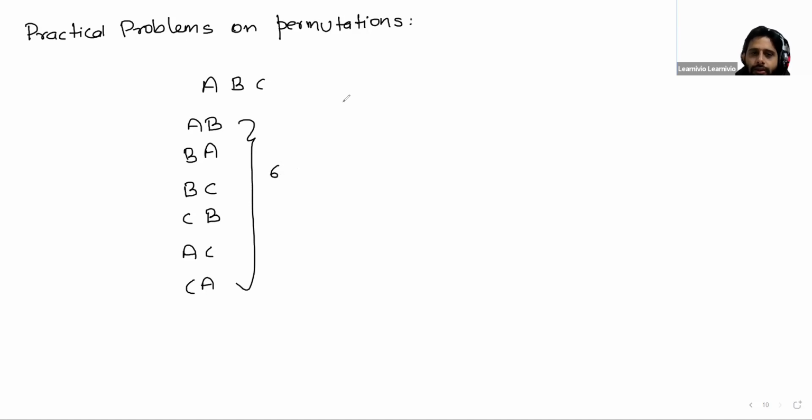Now we will first check the direct method, how we will do this. So we need to use two alphabets. So this first block has 3 options. Okay, and this then has 2 options. That's why we are getting 6.